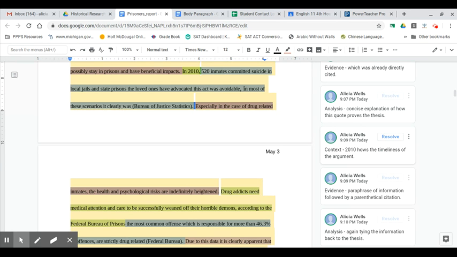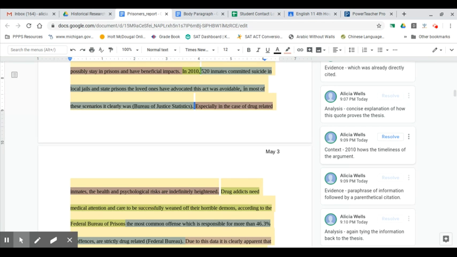But you want to present that timeline to the reader so that they know that you're not randomly taking some source from 1932 and it's not actually tied to your argument. This is current. So in 2010, 520 inmates committed suicide in local jails and state prisons. The loved ones have advocated this act was avoidable. In most of these scenarios, it clearly was. Now, this is a paraphrase, which is fine.